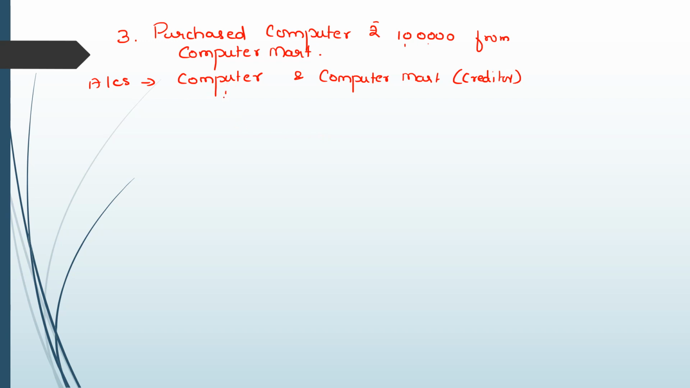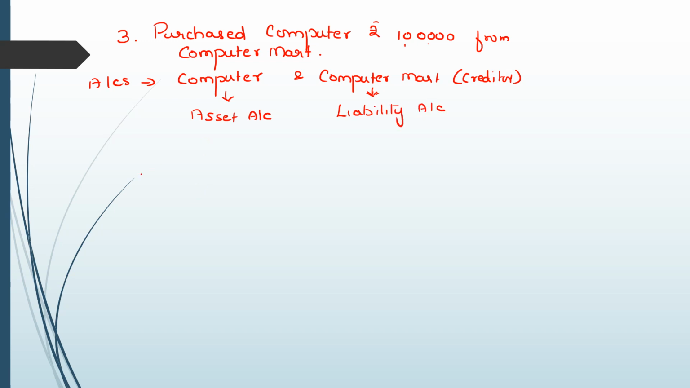Now, what is the type of account under which computer will come would be the next step. So identify. Computer is an asset account. Now what type of account would be Computer Mart account? Amount is payable in this case. For the amount, whatever computer purchase, 1 lakh is payable. Therefore, amount being payable, it would come under the liability account.